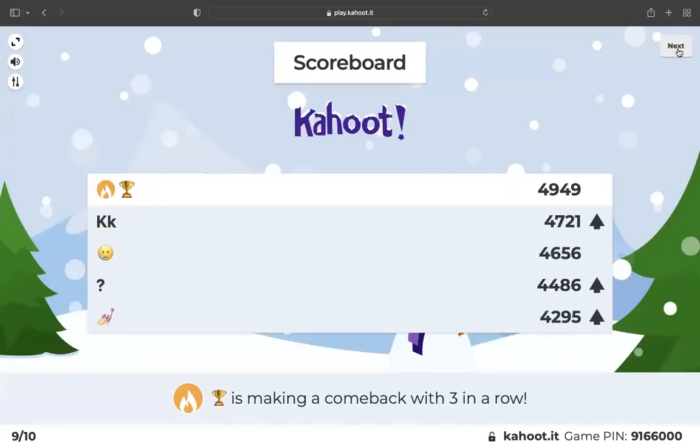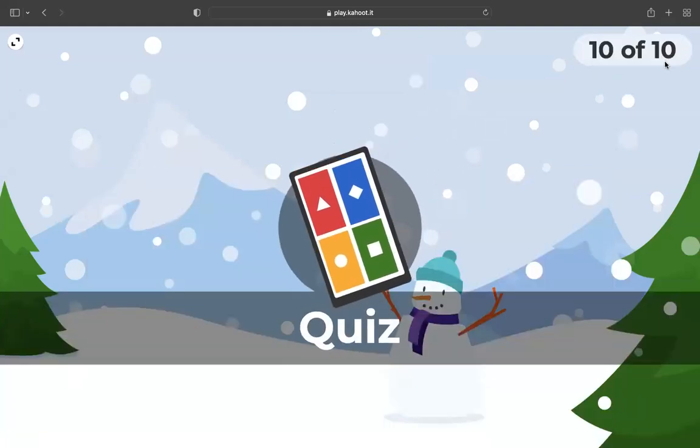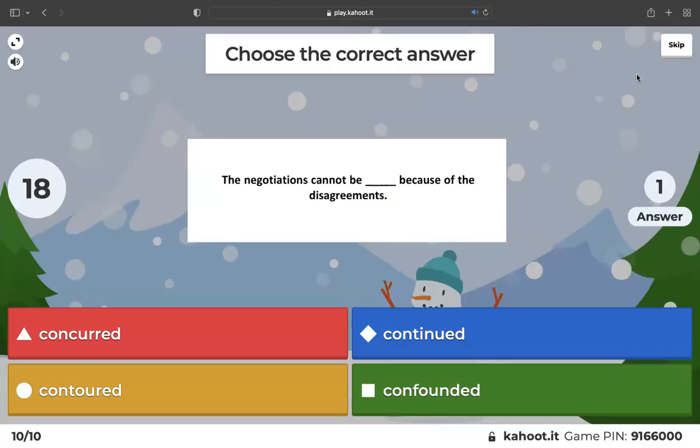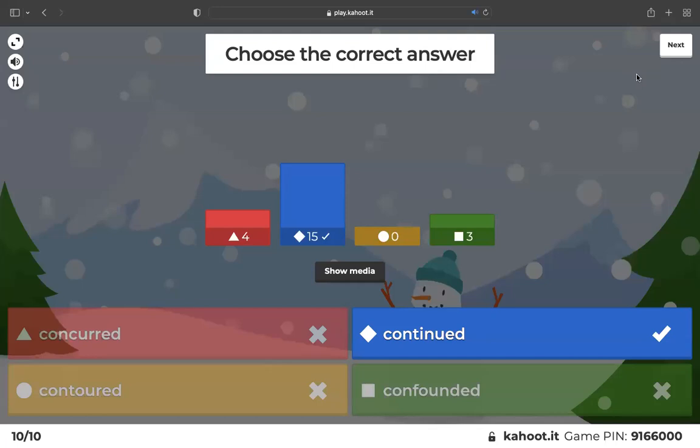And wow. Okay, last one, the 10. Choose the correct answer. The negotiations cannot be because of the disagreements. What would you choose between conquered, continued, contoured, and confounded? Tick up, tick up, tick up. In 4, 3, 2, 1. And the answer goes to continued.